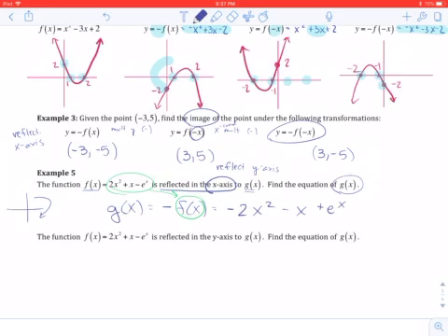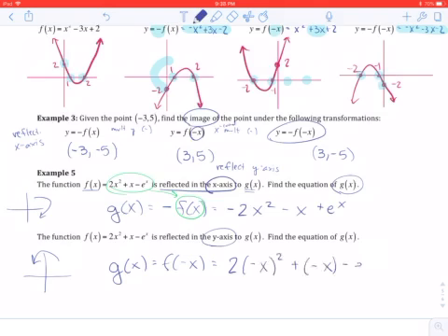Versus this guy says the function is reflected in the y-axis to get to g of x. If I reflect across the y-axis, I'm making my x's negative, f of negative x. This one I do want to show the work just to make sure that we put these in parentheses correctly. Of course, that doesn't really need to go in parentheses, this one. In reality, this one doesn't need to go in parentheses anymore. You're just adding that negative.